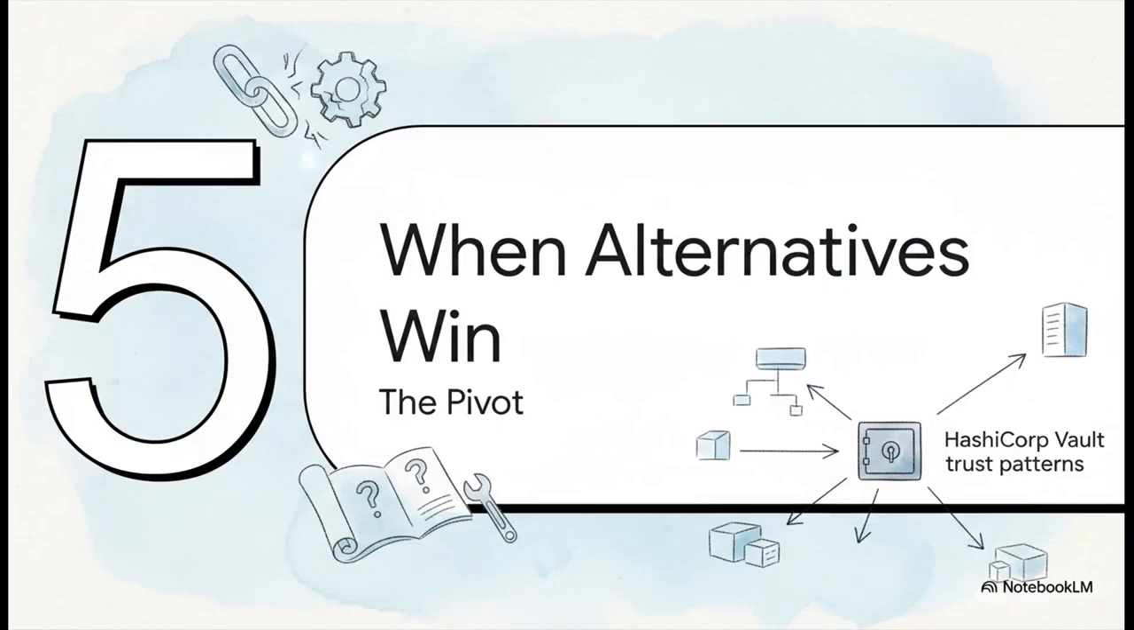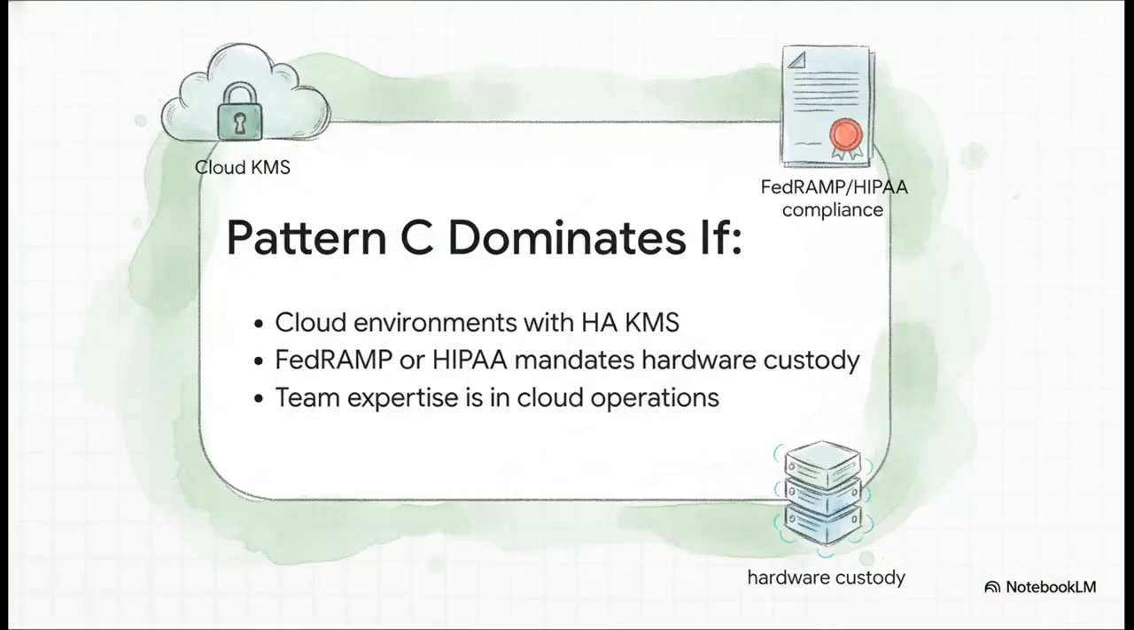Section 5, when alternatives are right. The pivot. Now, pay close attention because this is the most load-bearing part of this entire explainer. Knowing exactly when pattern B is the wrong choice. Let's say you're operating on AWS, GCP, or Azure, and you already have a highly available cloud KMS paid for and configured. Or maybe your compliance regime like FedRAMP High or HIPAA strictly mandates external hardware key custody. In those scenarios, pattern C completely dominates. It is the undisputed home for cloud-native teams who need 0 operator unseal from day one. Pattern B would absolutely be the wrong choice there.